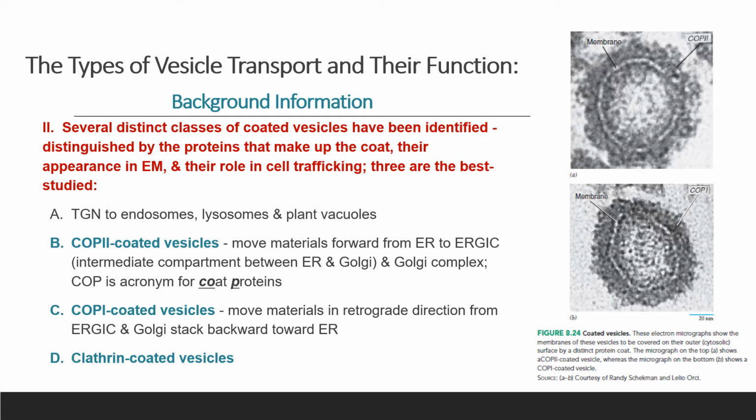The three that are best studied are the COP2-coated vesicles, which move materials from the ER to the ERGIC and Golgi complex. COP is the acronym for coat proteins. And then we have the COP1-coated vesicles, which move materials in the retrograde direction from the ERGIC and Golgi stack backward towards the ER, and the clathrin-coated vesicles.